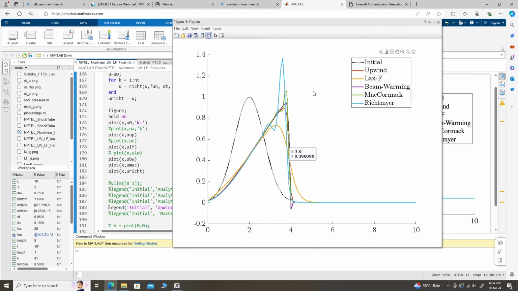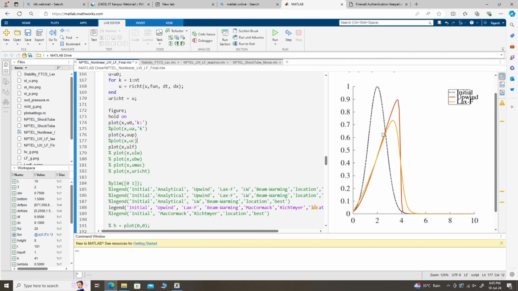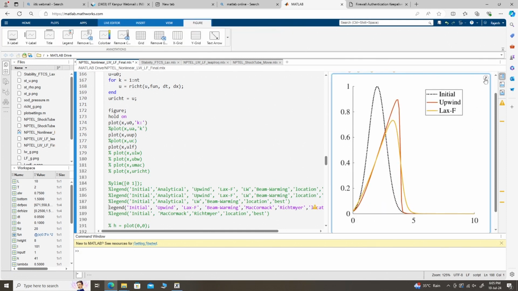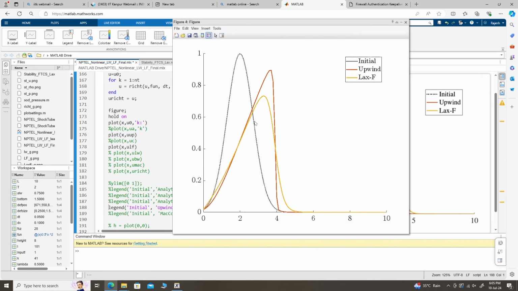Let me switch off the Beam-Warming part and all those things, just to see a cleaner diagram. So, Lax-Friedrichs has higher dissipation. That is why it behaves like this. The upwind is better than Lax-Friedrichs here. But you can see that instead of maintaining a symmetry, now it is tilted towards the right. That is due to the non-linearity.